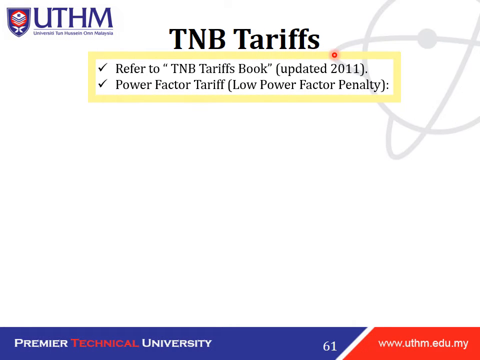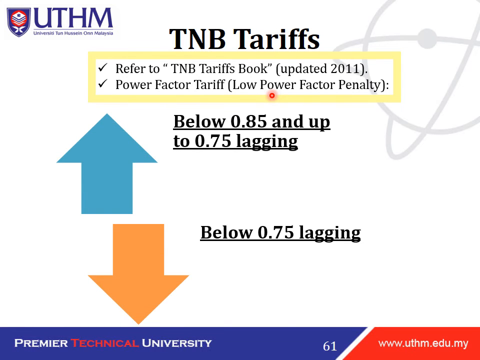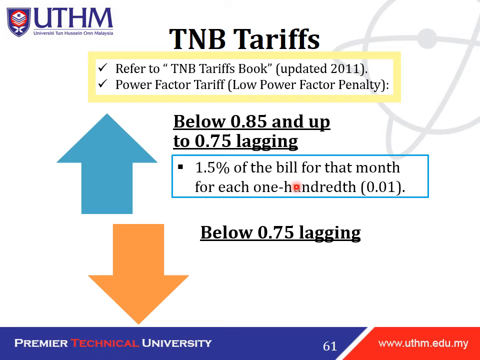Okay, now we move to the TNB tariff. So, we refer to the TNB tariff book updated 2011. Power factor tariff is the low power factor penalty. Okay, it can be divided into two. The first one is below 0.85 and up to 0.75 lagging. Another one is below 0.75 lagging. Okay, when your power factor is in this range, the penalty will be added to your bill.